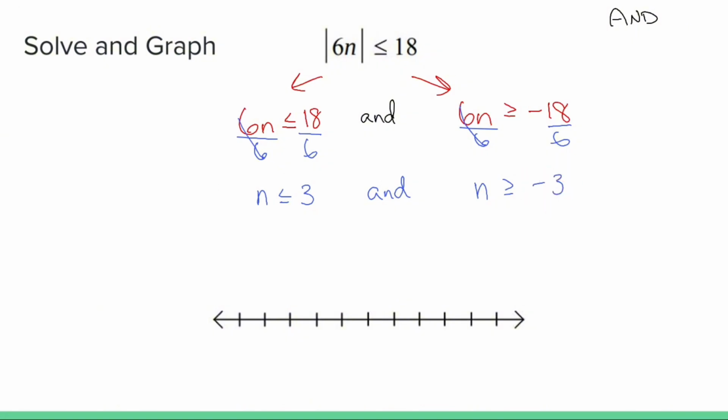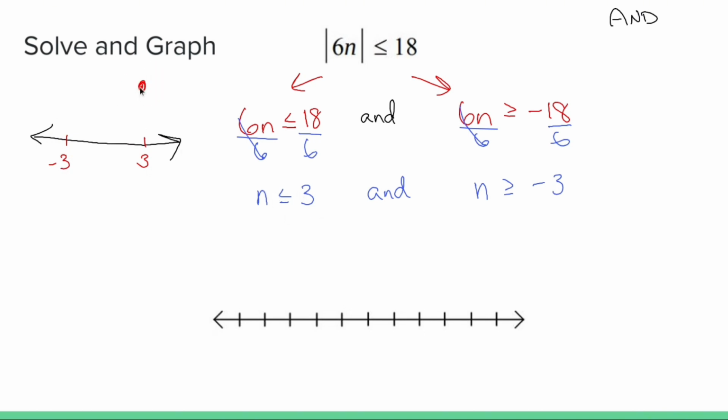Now, when you graph and statements, make yourself a little rough draft over here, draw yourself a perfect line like I just did, and figure out, all right, well, I need to make sure that since this is and, my final answer is where both of these lines intersect each other. So if you were 3 and you were -3, graphing this guy is going to look like this.